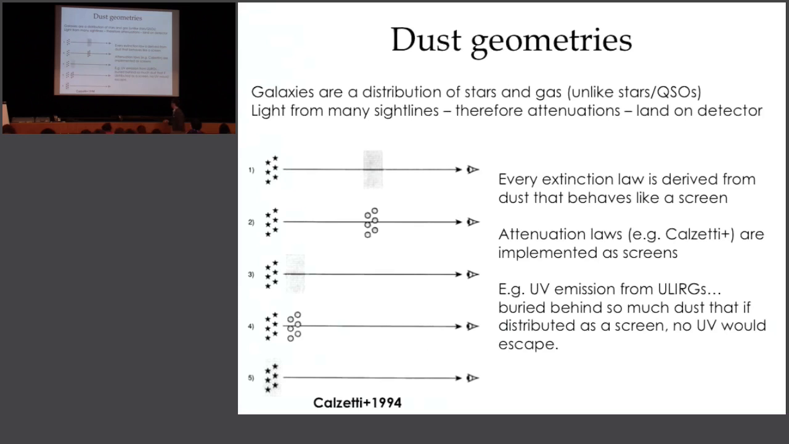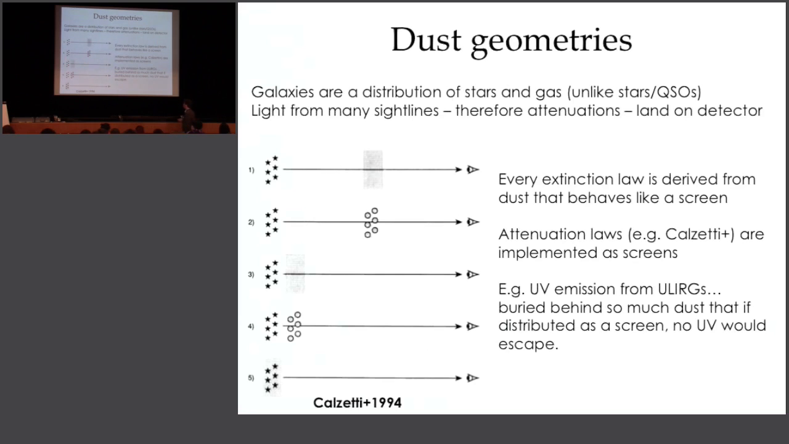And dust can exist in many geometries. It's the screen, the way that almost everything is derived and implemented. But this screen doesn't have to, of course, be one solid slab. It's likely to be clumpy, and it's going to affect the shape of the extinction law, right? This is going to make stuff redder if it's a reddening law. If you make this distribution clumpy and you make all the clumps optically thick, then you're just going to make everything fainter without changing the color.